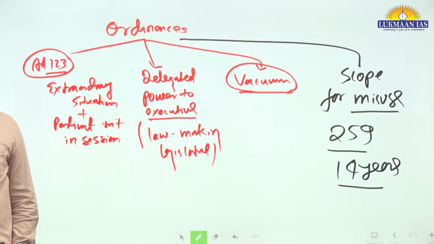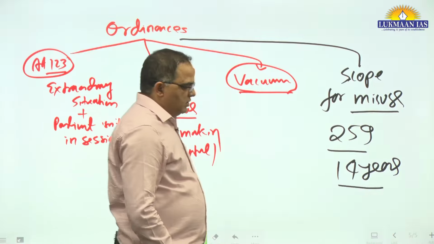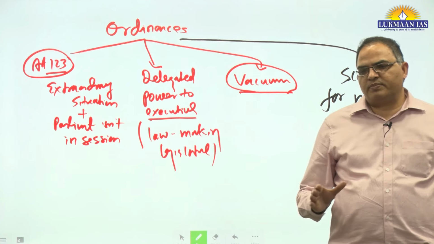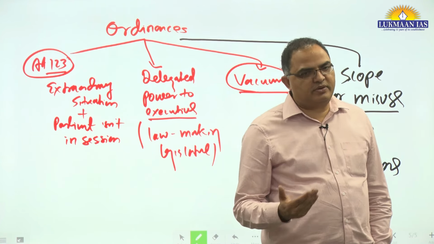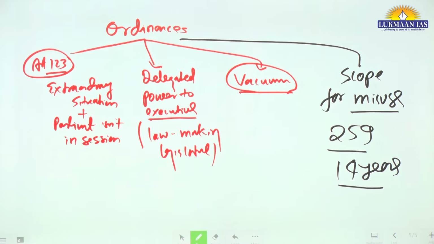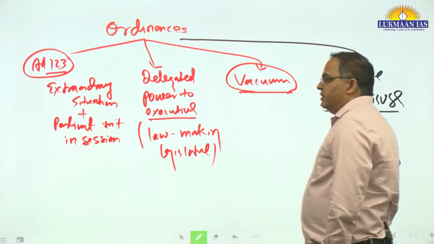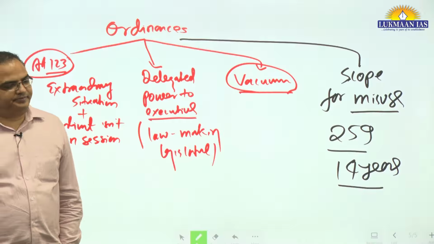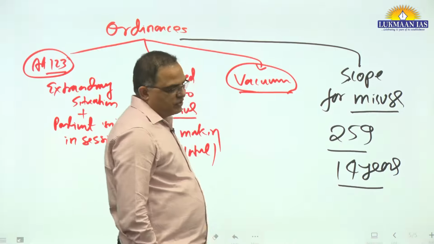So, this is what you can say the basis, right? So it is delegated power. You will understand what delegated power is more when we take it up in chapter 6. So law making at first place, law making at secondary place. All these things we need to understand. Then let's write evolution of ordinances.